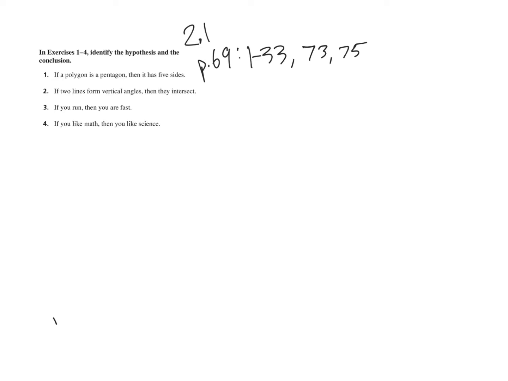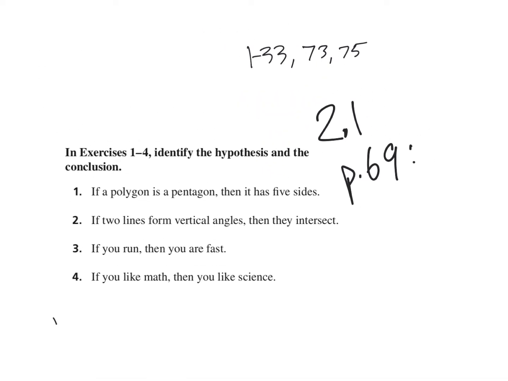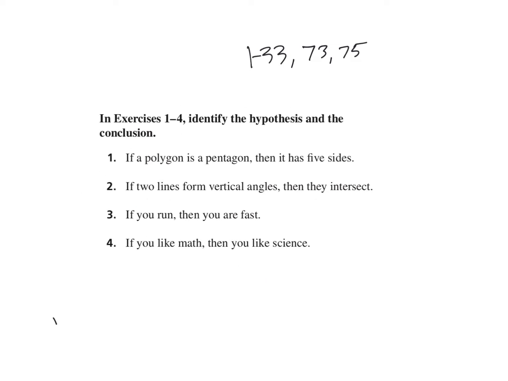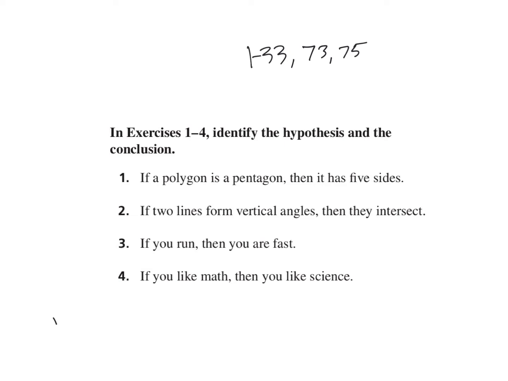Okay, 2.1. Identify the hypothesis and conclusion. All right, so if we just blow this up here a little bit, and let's get rid of that. All I want you to do right now is write it down. You have to identify what the hypothesis and conclusion are. Hypothesis is the if part, so on number 1, there's your hypothesis. And your conclusion is the last part.